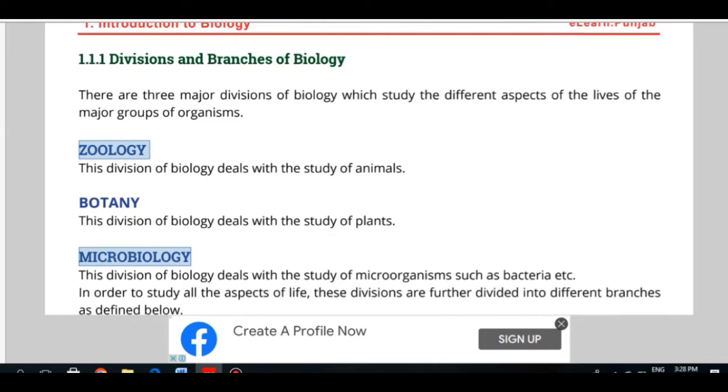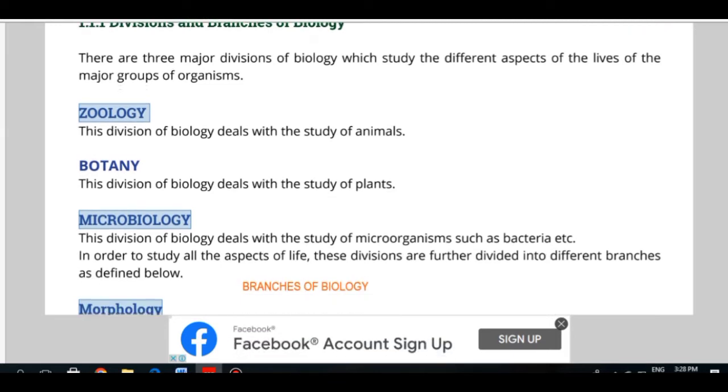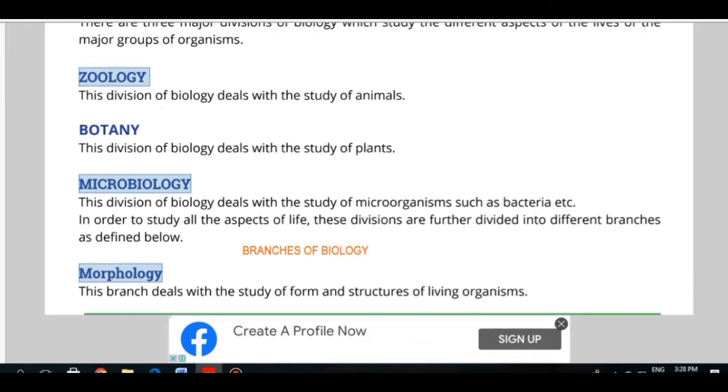So the first division is zoology. Zoology, a division of biology, deals with the study of animals. Then botany deals with the study of plants, and microbiology deals with the study of microorganisms such as bacteria, fungi, etc.